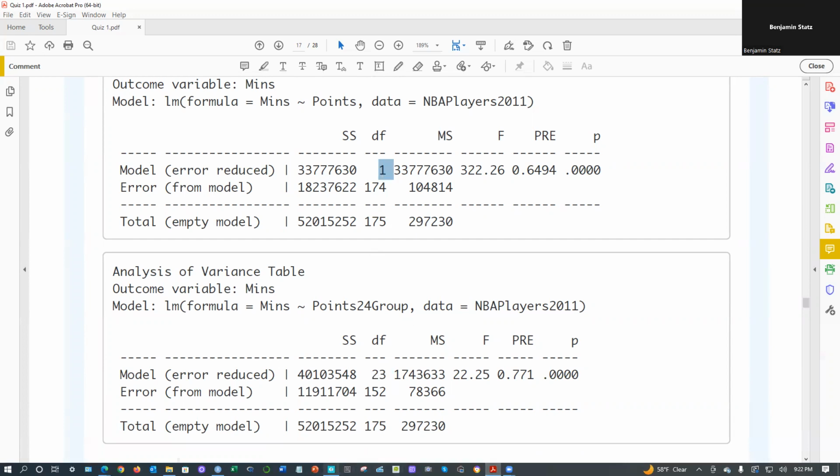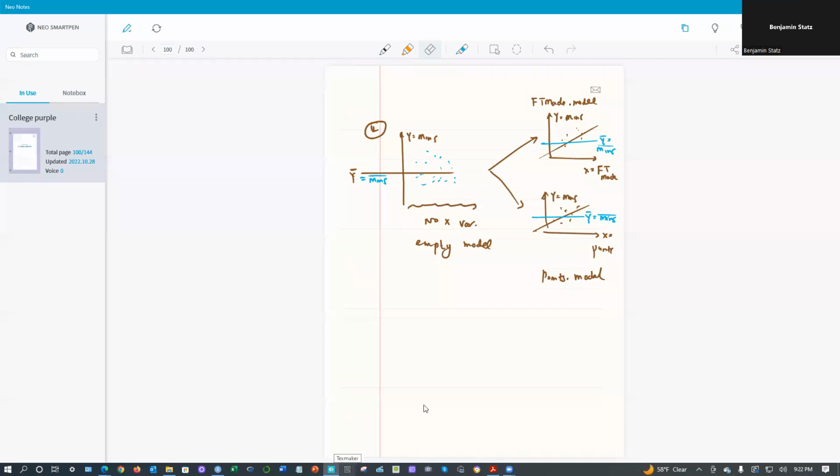So what I'm trying to say is that when you have points, let's say in this points model, okay.